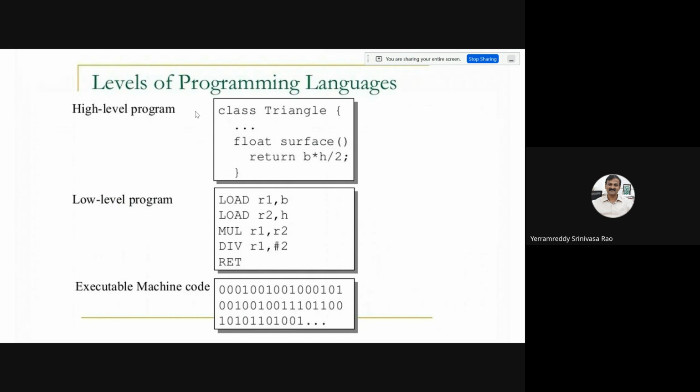However, from the documentation point of view, the typing the program point of view, it is very easy to teach this language because it's a natural language. Every day we communicate, we document. But then a CPU doesn't understand this. So a high level language is converted to low level language. A low level language is converted to binary executable file format.